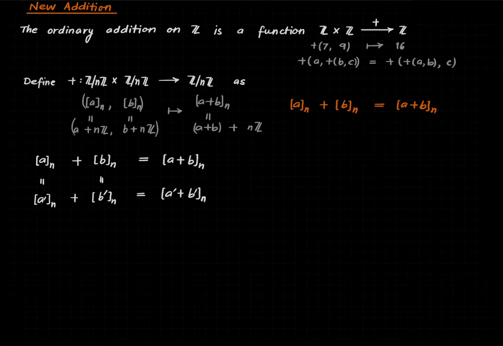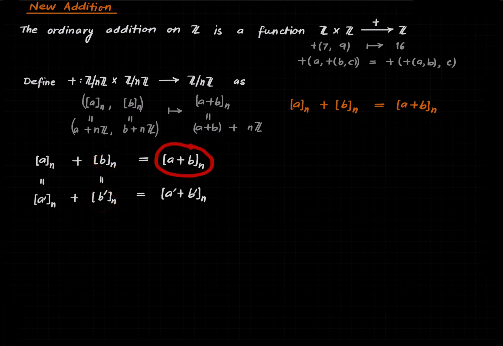Now, this addition that we defined, even though we use the same symbol as for the ordinary addition, if at all this is a meaningful function, it shouldn't produce different outputs on the same inputs, right? Alice is given what input? This pair of inputs. Bob is given this pair of inputs, but they are the same inputs because this is equal to that and this is equal to that.